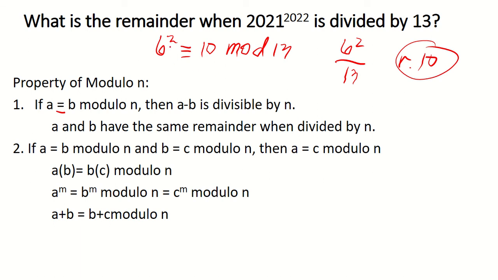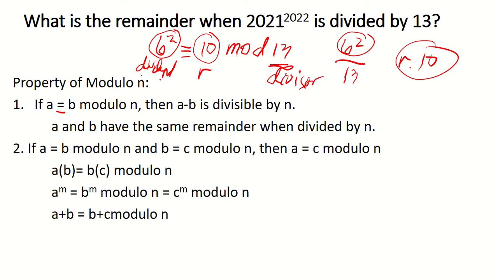So we write here 6 squared as the dividend, and then here we write the remainder, and here we write the divisor. So this is the remainder, this is the divisor, and this is the dividend. Okay. So with that, we can also say that 6 squared minus 10 is divisible by 13. So 26 is divisible. And 6 squared and 10 have the same remainder, which is 10.